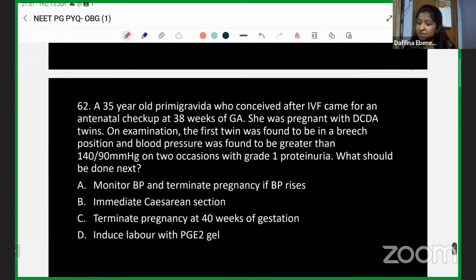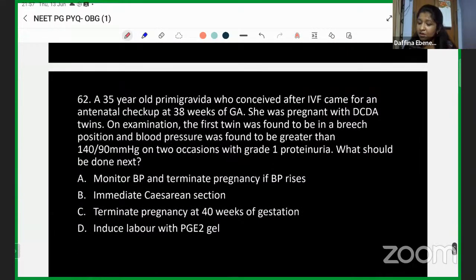Next, coming to the next question, a 35-year-old primigravida who conceived after IVF came for an antenatal checkup at 38 weeks of gestation. She was pregnant with DCDA twins. On examination, the first twin was found to be in a breech position and blood pressure was found to be greater than 140/90 on 2 occasions, grade 1 proteinuria. What should be done next? Monitor BP and terminate pregnancy if BP rises. Immediate cesarean section. Terminate pregnancy at 40 weeks of gestation. Induce labor with PG etogen. What should be the answer?